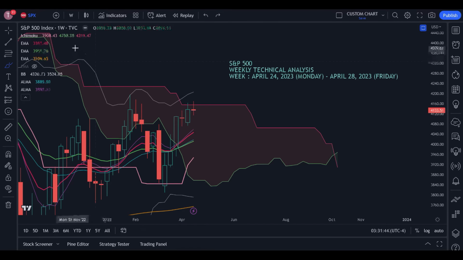So now let me write it down. Weekly chart, W as in weekly. Weekly chart means that one candle represents 1 week. So one candle does not mean that it is 1 day, 1 hour, 1 minute. No, one candle means 1 week.